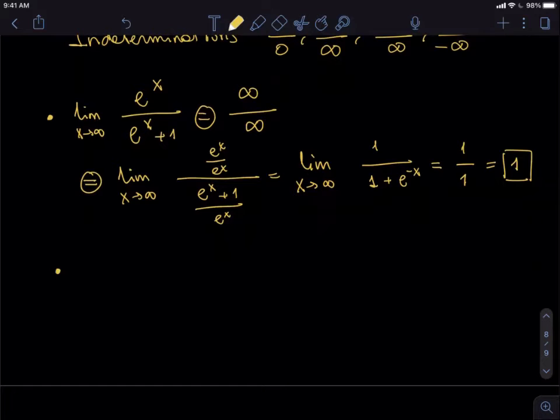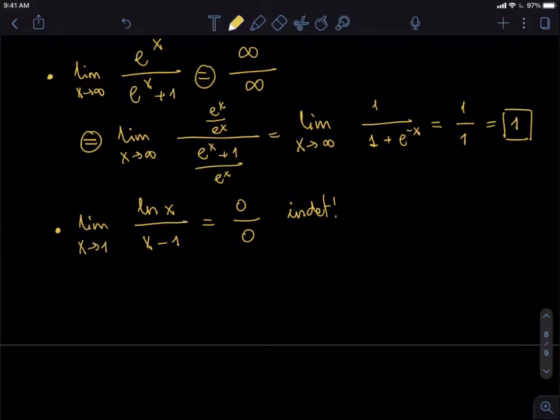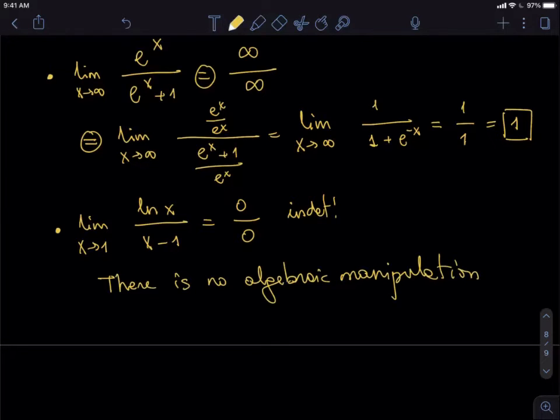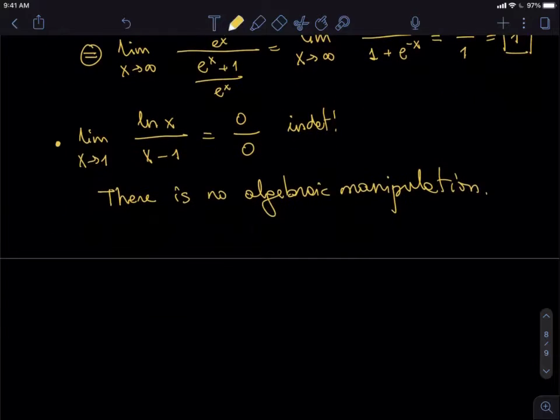Another example, the limit as x tends to 1 of the logarithm of x divided by x minus 1. Again, this is an indetermination because we have 0 divided by 0. Well, in this case, we have a problem because there is no algebra trick that we can apply here. There is no algebraic manipulation that we can apply here. And it can get even worse.